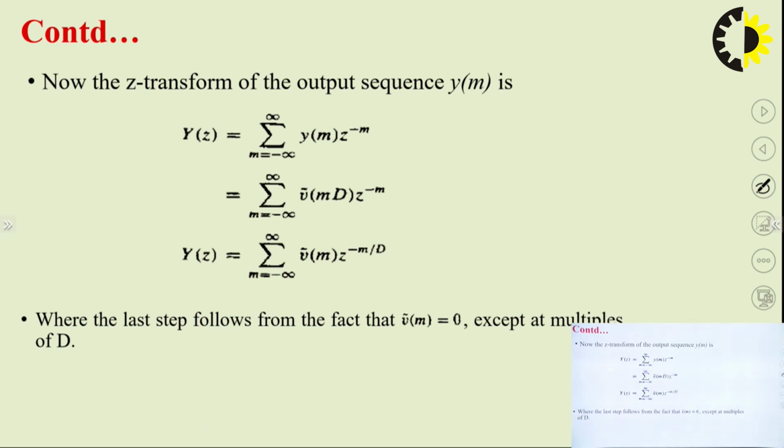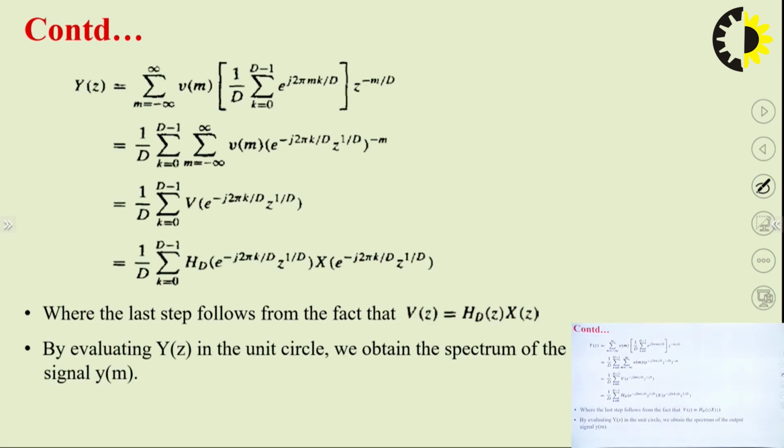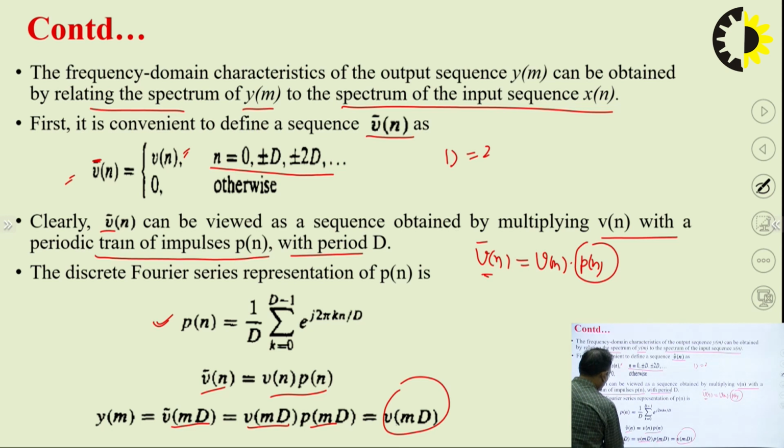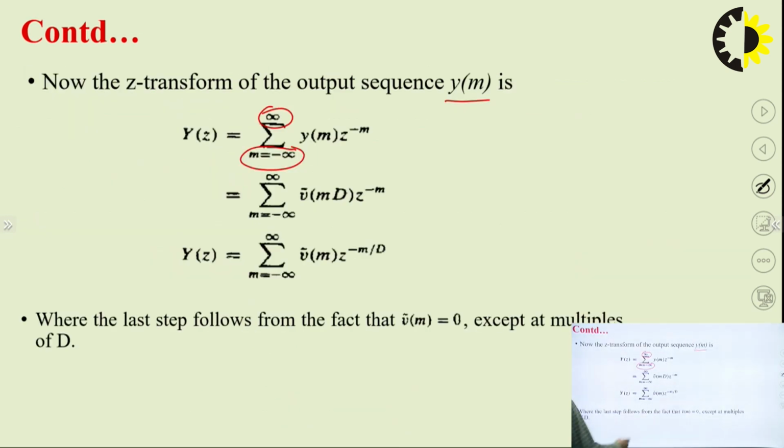Now the z transform of the output sequence ym, how will we take it? Summation of ym into z to the power minus m, where m lies between minus infinity to plus infinity, and the value is Y(z). Okay. Now ym equals v cap md, as we have already taken. So we will write v cap md z to the power minus m, summation m equals minus infinity to infinity.